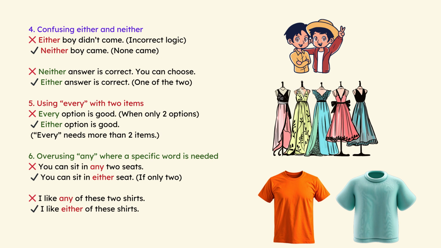Sixth mistake, overusing any when a specific word is needed. We do not say you can sit in any two seats. If there are only two seats, we say you can sit in either seat. We do not say I like any of these two shirts. We say I like either of these shirts. When there are only two choices, either is clearer and more accurate than any. Pay attention to these small differences, and your English will sound much more natural and correct.